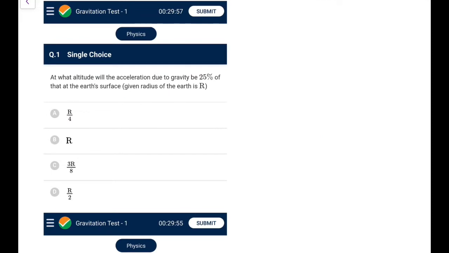In the first question: at what altitude will the acceleration due to gravity be 25% of that at the Earth's surface? I remember this answer even, but let's start: the g should be g at surface by 4. So at any height h above, the actual formula is G mass of Earth over (radius of Earth plus h) whole square, that is 1 by 4 of g at surface, which is G M_E over R_E square. So you cancel it, what do you get?